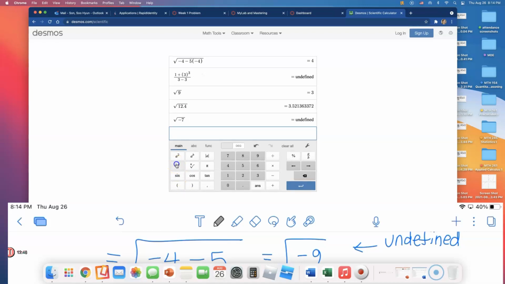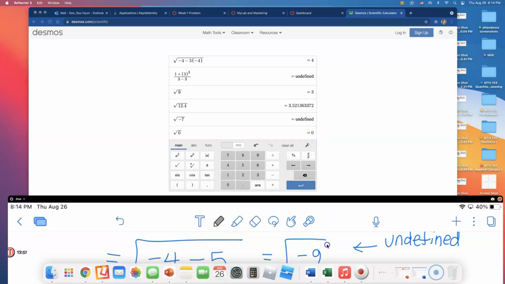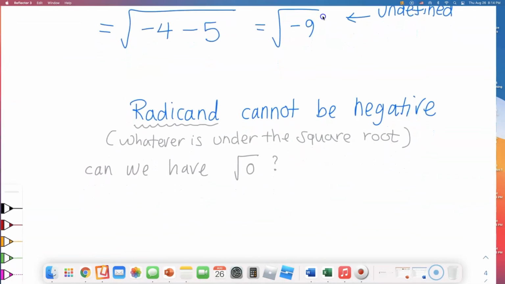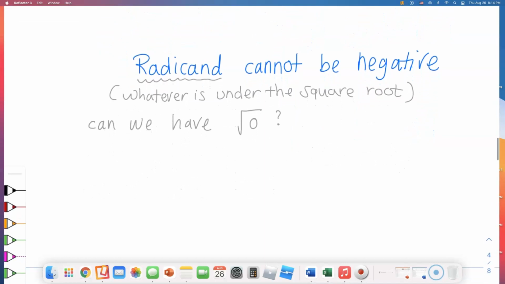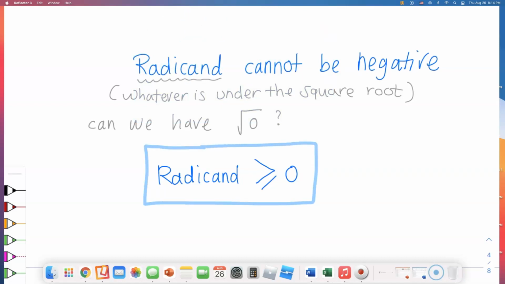What about square root of 0? Can we have square root of 0? It looks like when it says 0, they're not saying it's undefined. Square root of 0 is 0. So I want you to make a note that radicand can be equal to 0. So add the note. Let's go ahead and write the rule. Radicand can be greater than or equal to 0. I say greater than because numbers that are bigger than 0 are the positive numbers, right? But it's very important that you add that symbol greater than or equal to instead of simply greater than. So this is the correct rule.